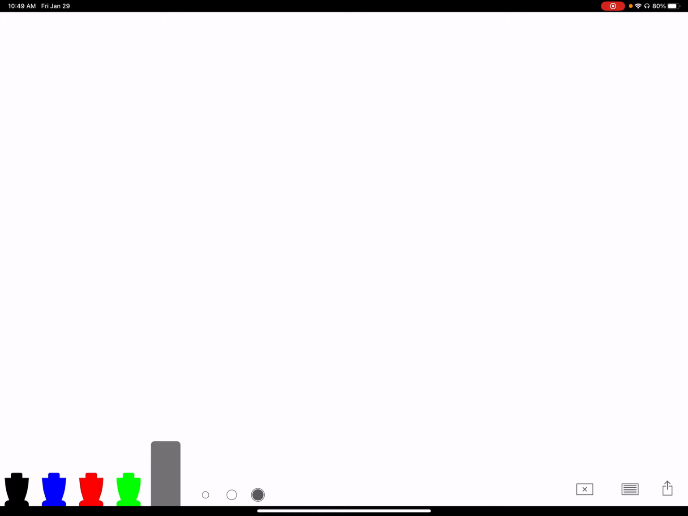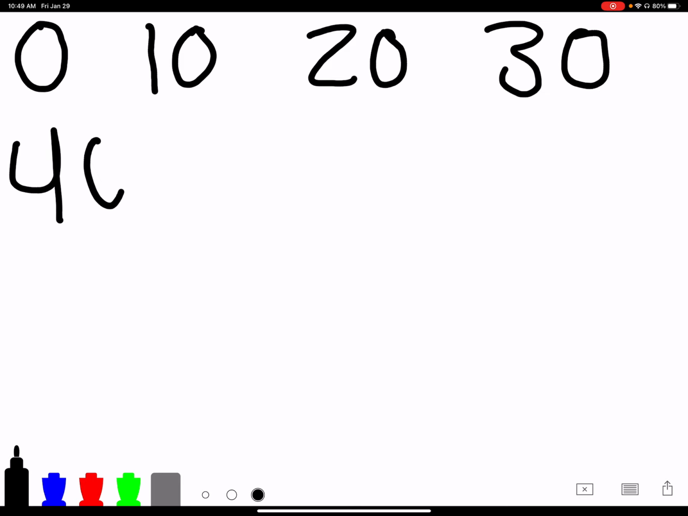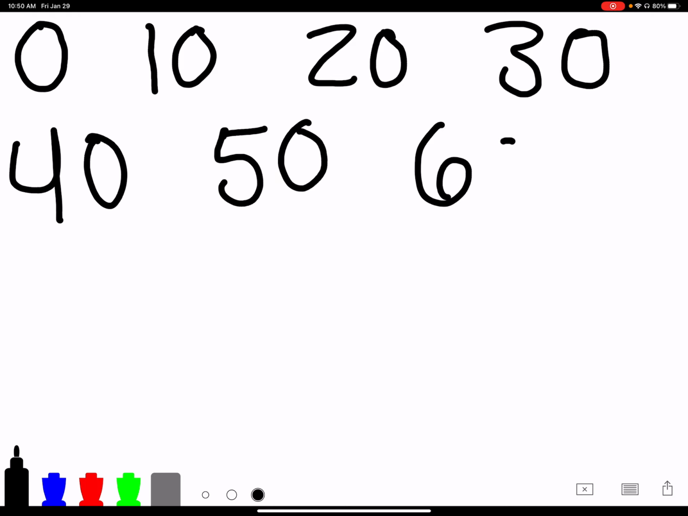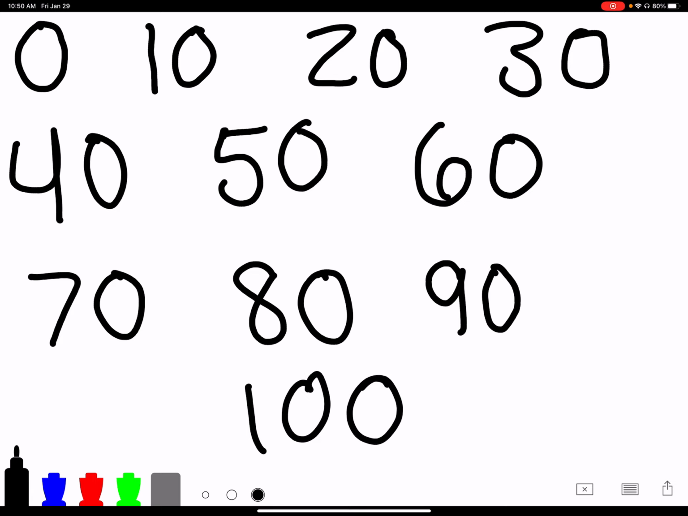So we could first start with the number 0. And then to count by tens, we have to add by 10. So the next number would be 10. And if we add by 10 again, we'll get 20, 30, 40, 50, 60, 70, 80, 90, and 100.